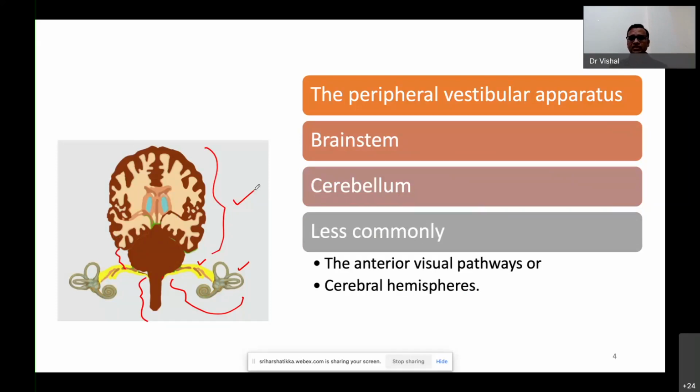The earlier terminology for this nystagmus was congenital, but many times it is not seen at birth and appears later in life, usually in infancy. That's why the newer terminology is infantile nystagmus syndrome.